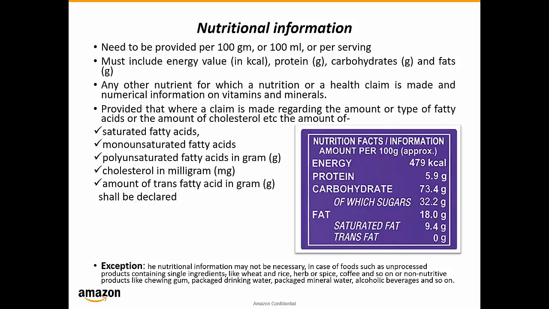Now there are a few exceptions wherein the nutrition information may not be necessary, in the case of foods such as unprocessed products containing a single ingredient. If you talk about wheat and rice, these are single ingredient. If you talk about spices and coffee, these are single ingredient. When we talk about single ingredient, the energy value and nutrition value are not required. In that case, the exemption is given to such products. Fresh fruits and vegetables are also not required there. For a few products like packaged drinking water and packaged mineral water, nutritional information is not required.